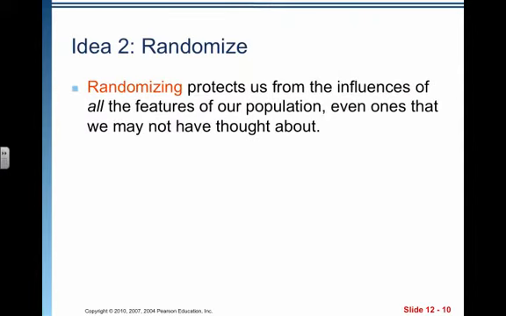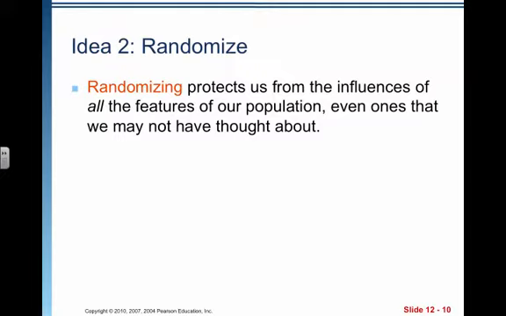Randomizing protects us from the influences of all features of our population, even ones that we may not have thought about. Okay, so randomizing means letting chance pick our individuals, and that helps in case we don't know what all the influences would be that could have an impact on the responses to our survey. So if you think back to that pot of soup example, if we know that we put a little bit of salt in the pot of soup, we know we need to stir it before we taste it. Otherwise, if we take a taste from the top of the soup, it's going to be too salty. If we took a taste from the bottom of the soup, it would not be salty enough. So we need to stir it.